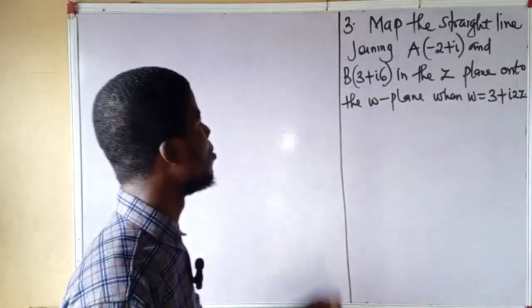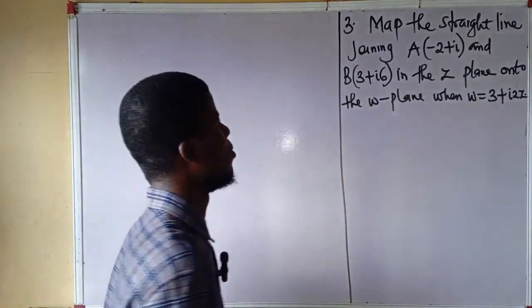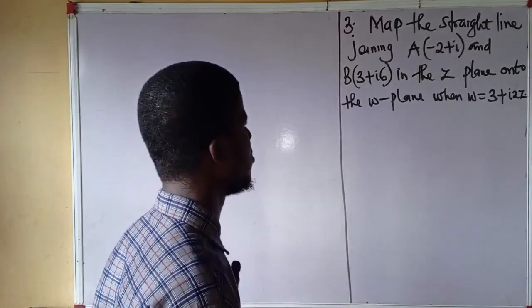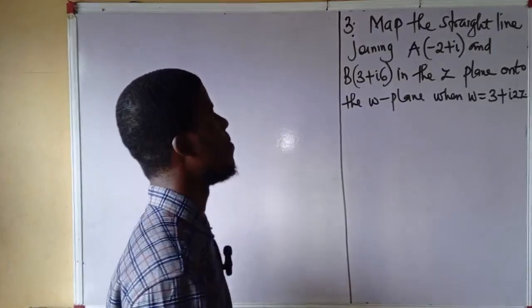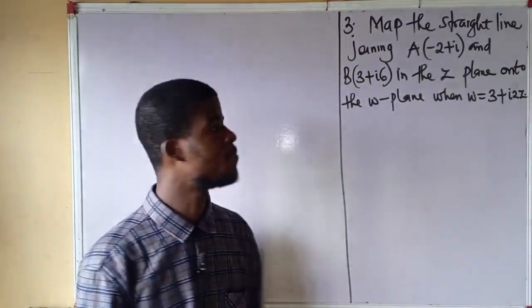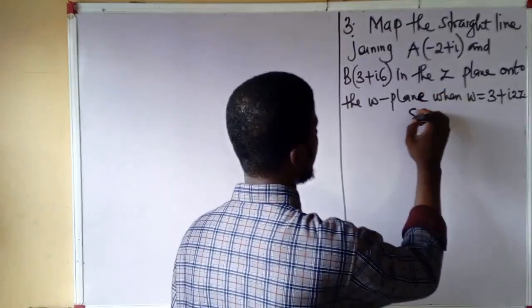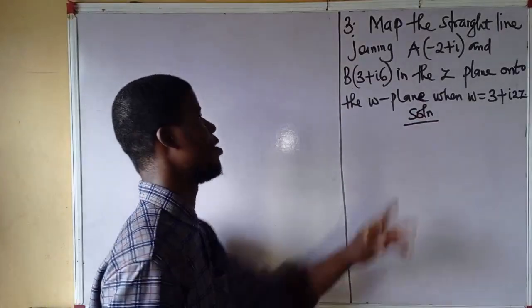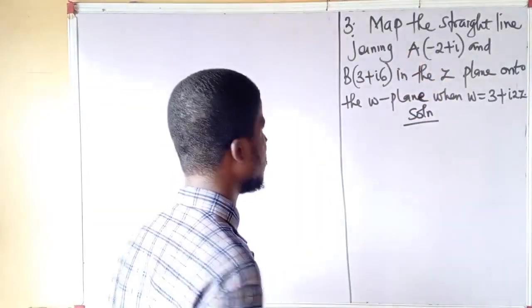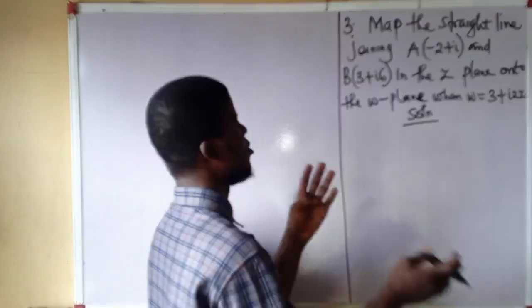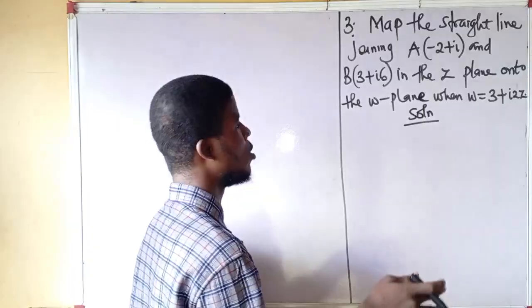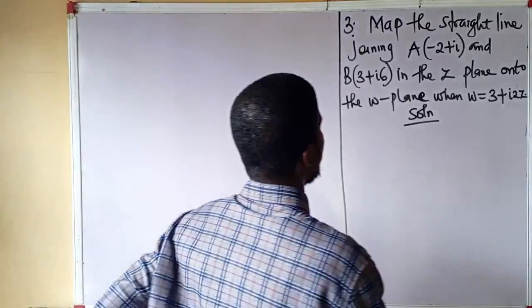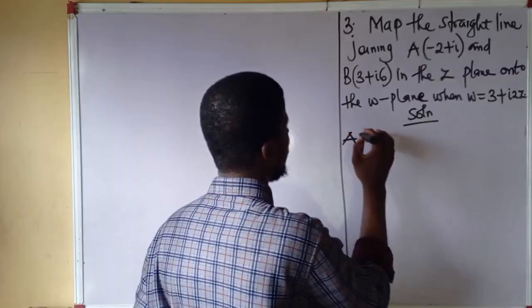Let's do this. We have to map the straight line joining point A and B, where A is minus 2 plus I and B is 3 plus I6 in the Z plane, onto the W plane when W is 3 plus I2Z. Well, first of all, the first thing to do is to determine their images, the image of A and the image of B. So using the process we followed in example 1 and 2, we are going to follow it here. So I will solve from the beginning to the end. Just keep watching. Now, let's start with A.